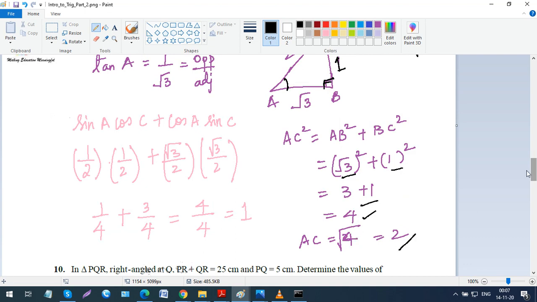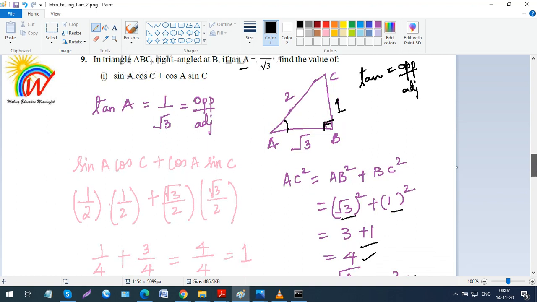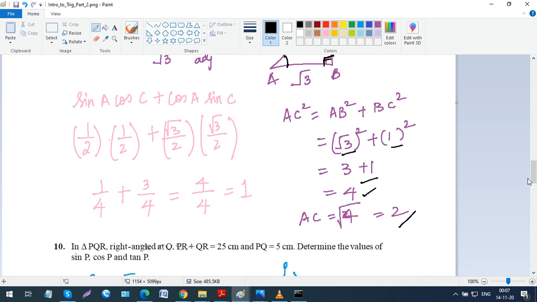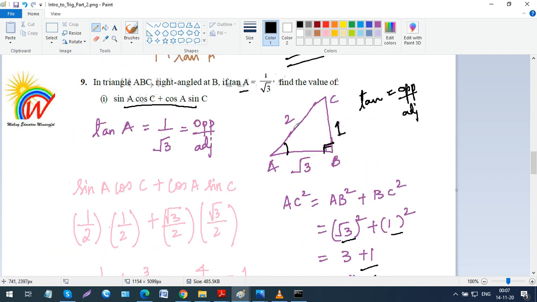Now I need to find the value of sin A cos C plus cos A sin C. Okay, so sin A is 1/2, right? Opposite over hypotenuse. Sine is opposite over hypotenuse and cos is adjacent over hypotenuse. So I put opposite 1 over 2, and then cos C. See, it says cos C. So for cos C, C is over here.